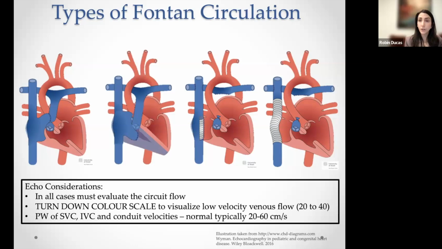And turning down the color scale can be very helpful because you are looking for low velocity venous flow. So turning the scale down to about 40 is usually helpful. We do recommend PW of the SVC and IVC and any conduit connection to look for low velocity respiratory phasic flow. Because if you find that, it's likely that the Fontan is not obstructed and it's patent, and we're happy with that.